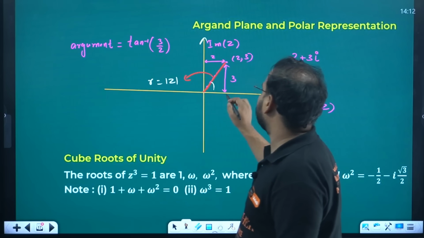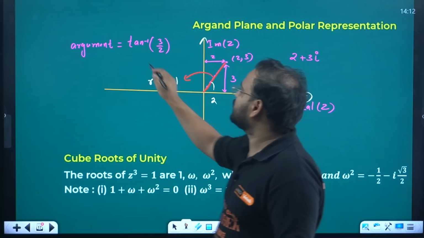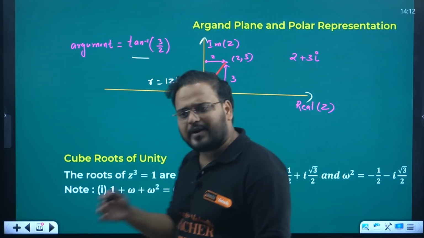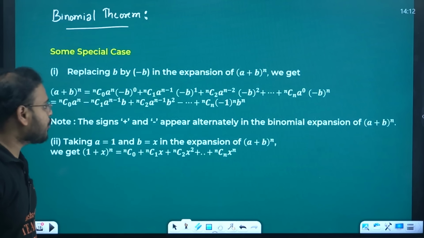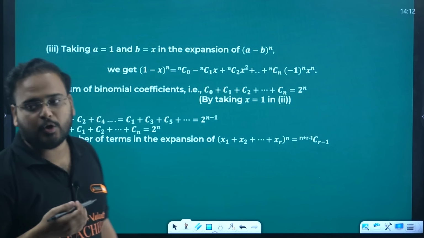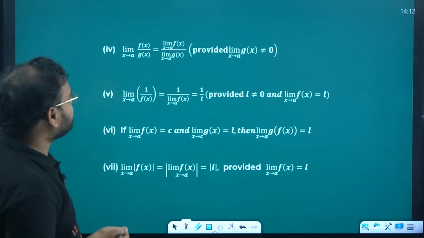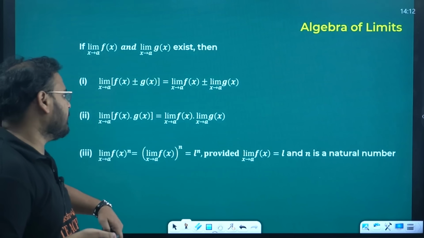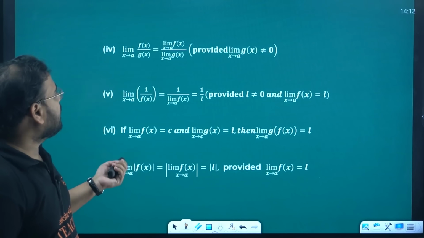If you make this 3 and this 2, sir, then tan inverse of 3 by 2 is called the argument. Okay, so you'll find all the formulas listed over here. Please go through them and remember these formulas, they will help you a lot. Again, this is in algebra of limits. This is very, very useful. When an f plus g question comes, remember this, it is very, very important.